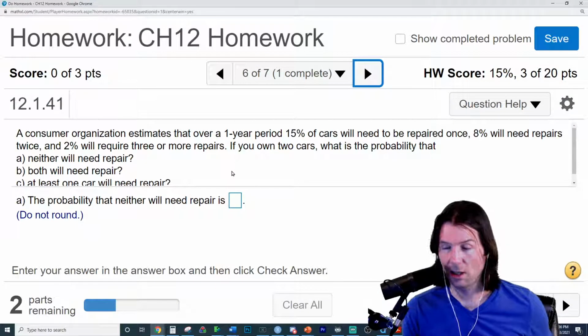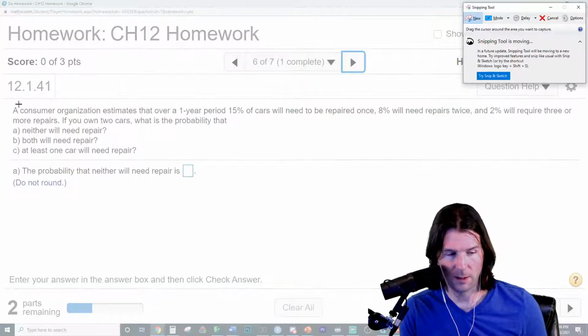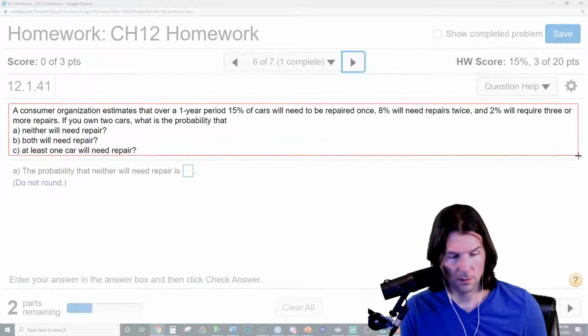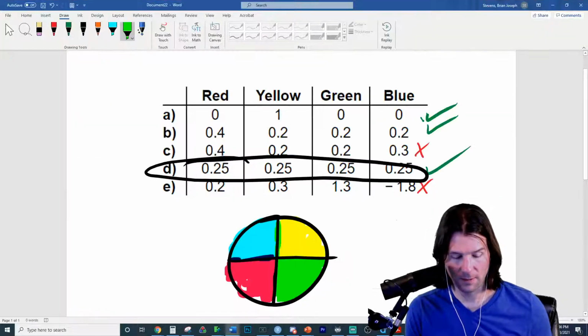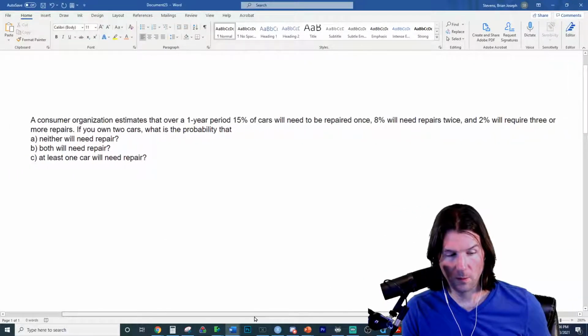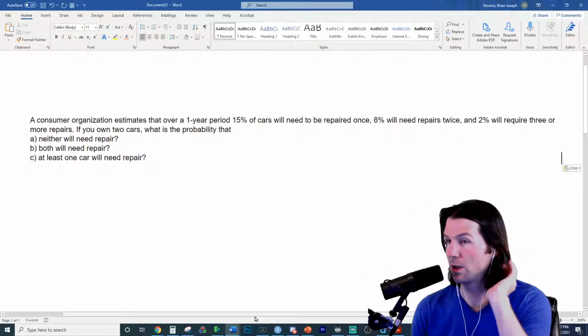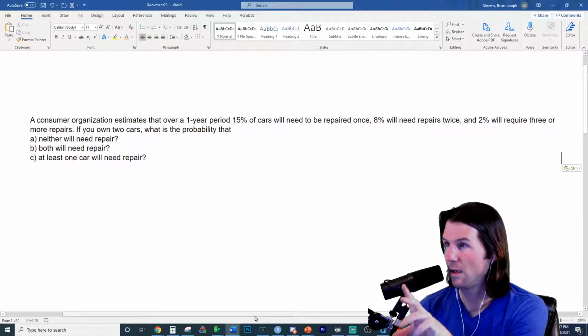Okay, so this one's a little tricky. This one's got a little bit of, okay, what's going on with it? Let's look right here, and let's take the information, and let's solve it. Okay. So, a consumer organization estimates that over a 1-year period, 15% of cars will need to be repaired once, 8% twice, and 2% will need to be repaired 3 or more times.